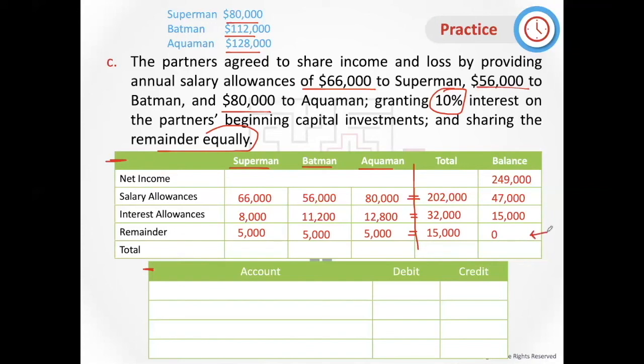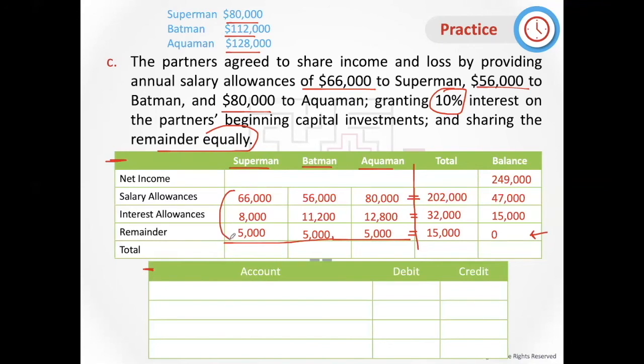What we're doing is taking the full amount of income and dividing it amongst the different partners for the full amount. We're not going to do less than the income or more than the income. We're going to do the exact amount of it. The last part is just totaling it to see what the total is going to be for the three different partners. We're going to add up everything for Superman.